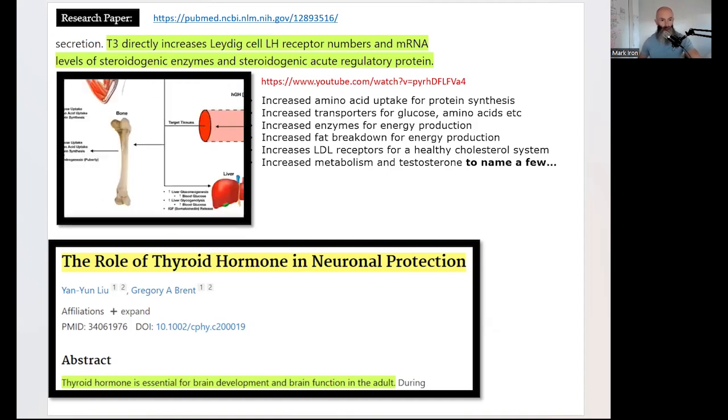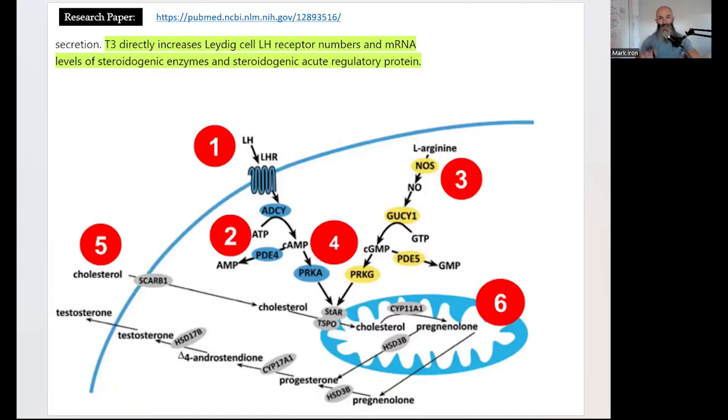So let's quickly look at how it boosts testosterone. So this is a Leydig cell inside your testes. And the biggest effect that it has is the active form T3 comes in and it increases the receptors, the transporters for LH, which is the precursor. Some more transporters, LH. It rushes in and says, dude, let's make some testosterone. But we're not done yet because it increases mRNA, so gene transcription levels of steroidogenic enzymes to make testosterone.